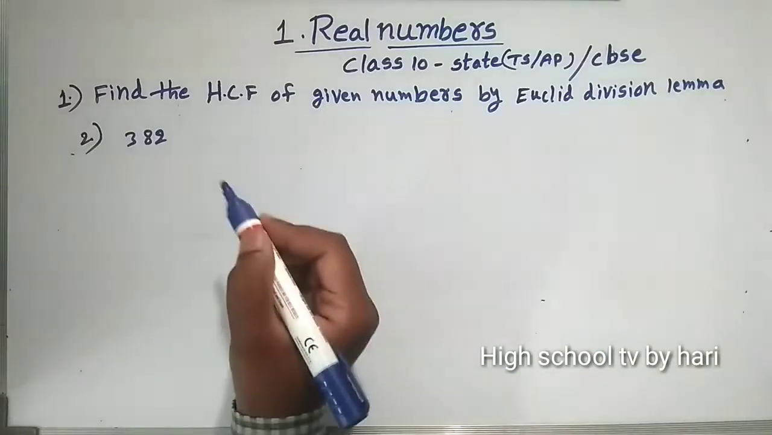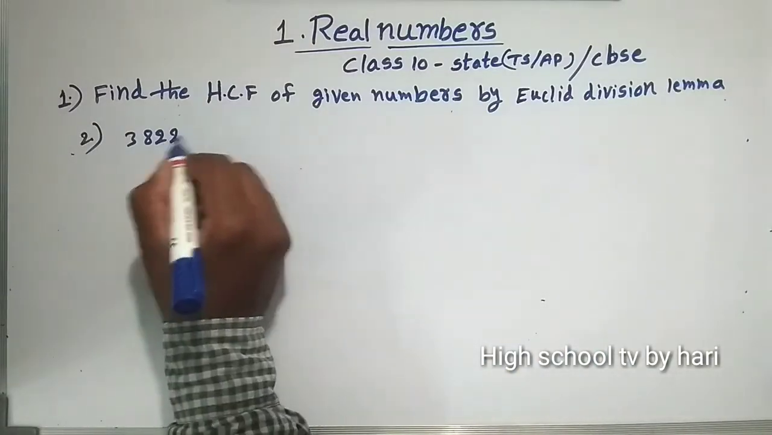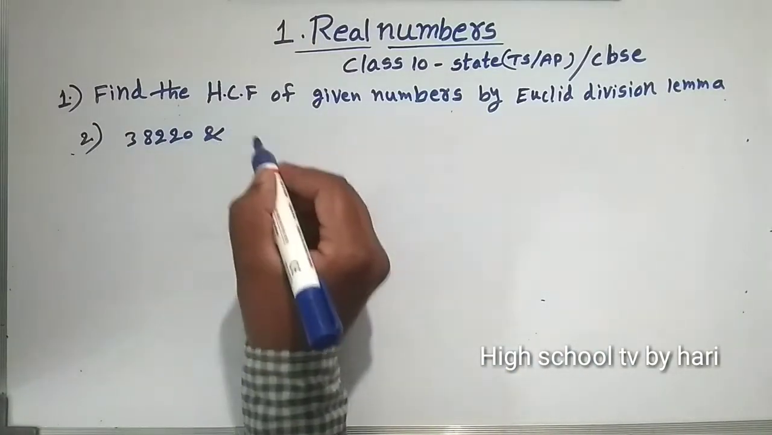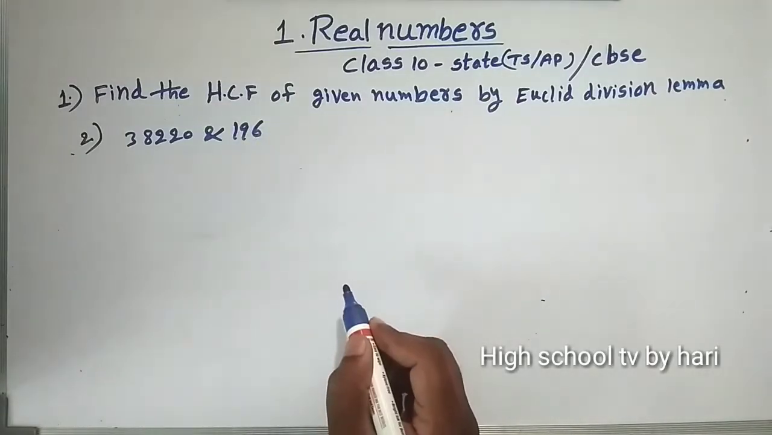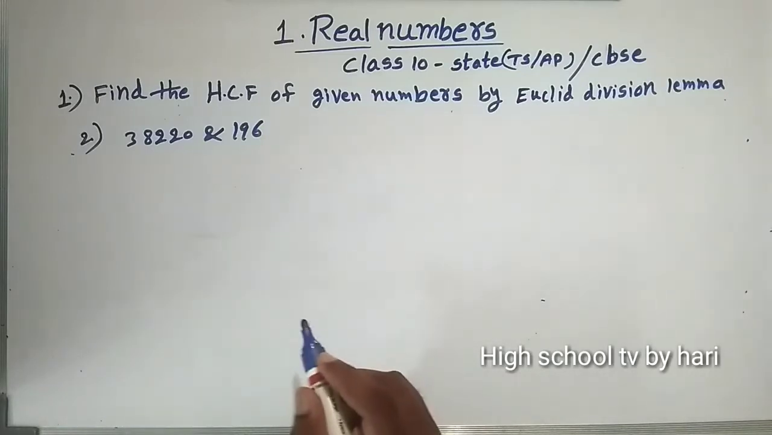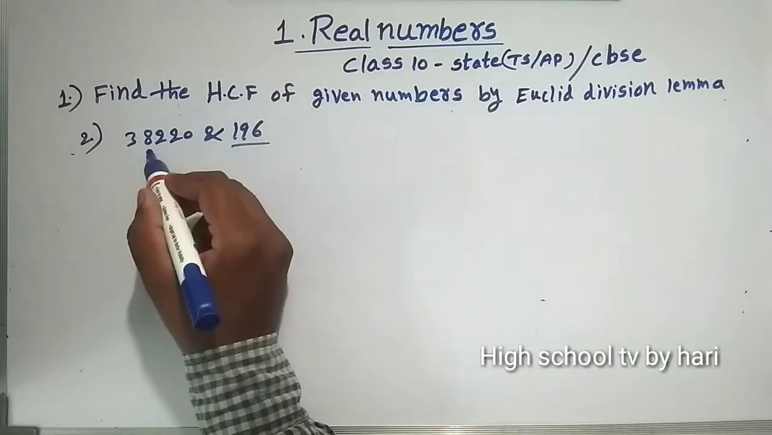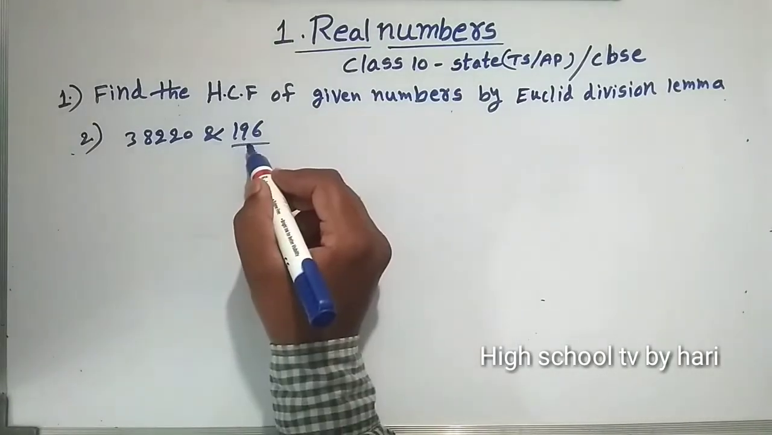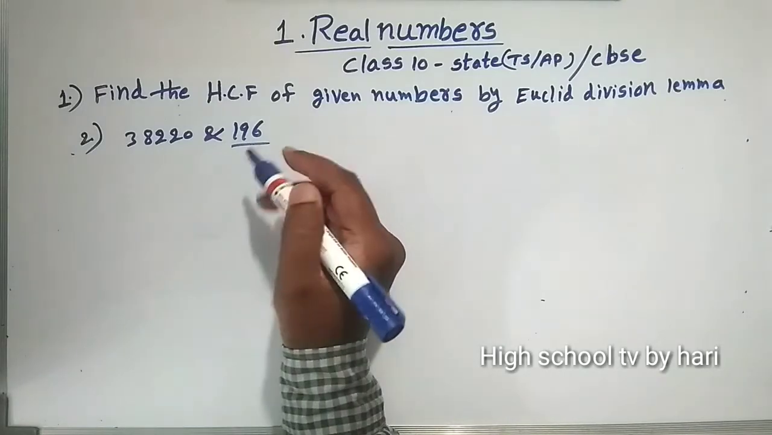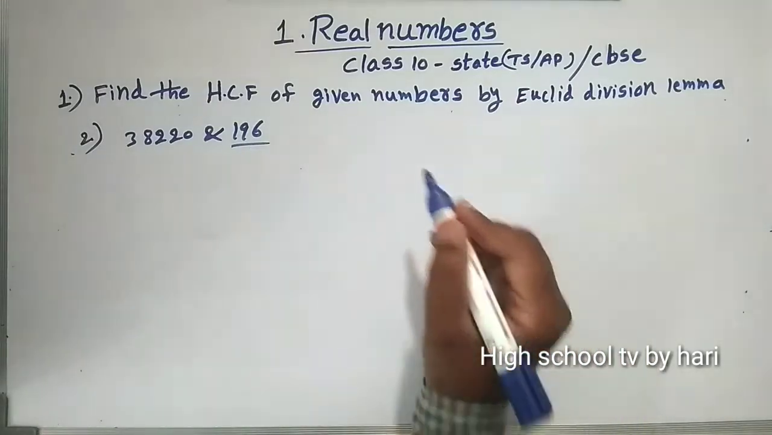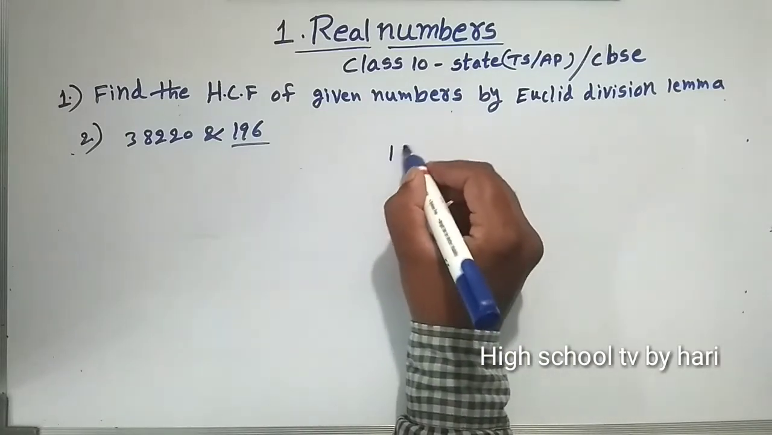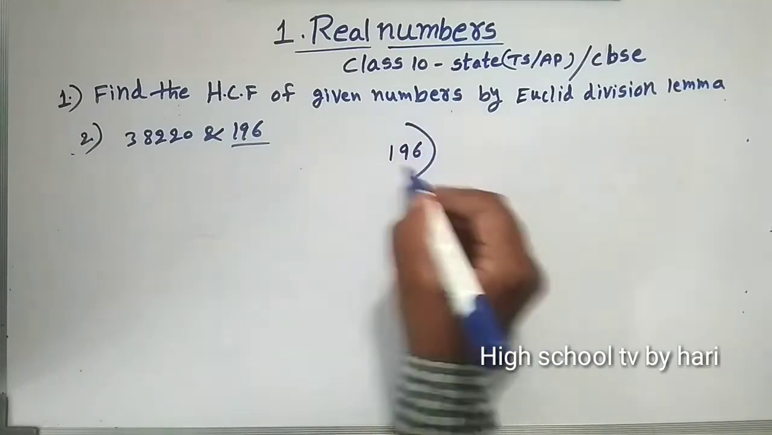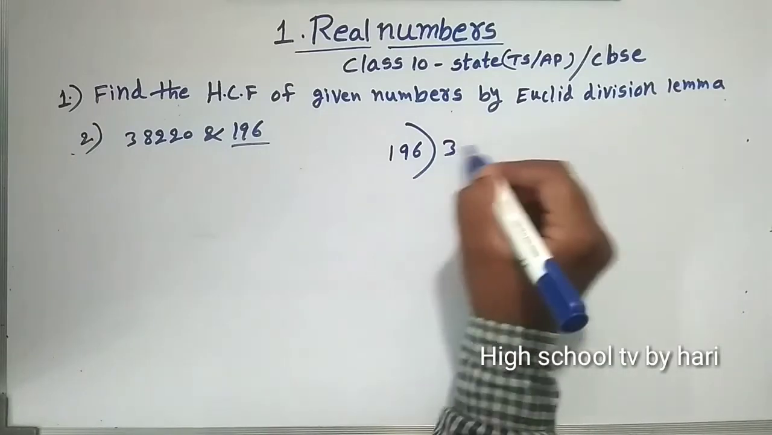Another question: 38,220 and 196. Find the HCF by using Euclid division lemma. It is a 5-digit number and a 3-digit number, so it is difficult to find the HCF. First, find the HCF by the long division method. Always take the smaller number as the divisor and the bigger number as the dividend.